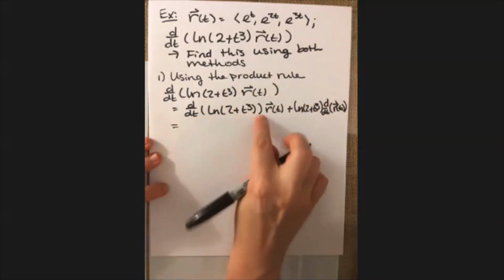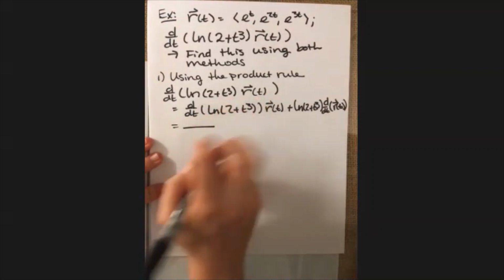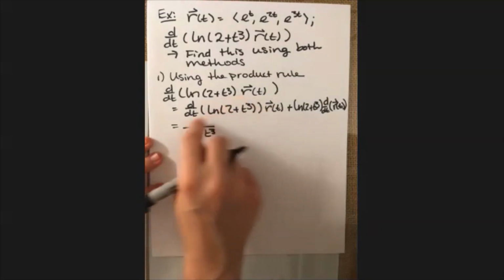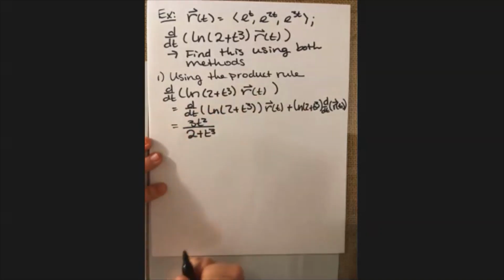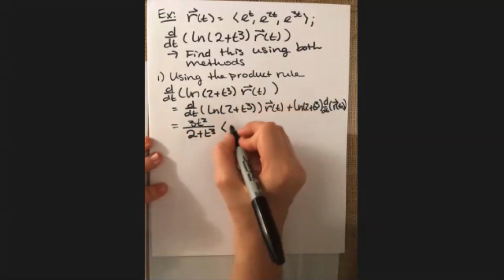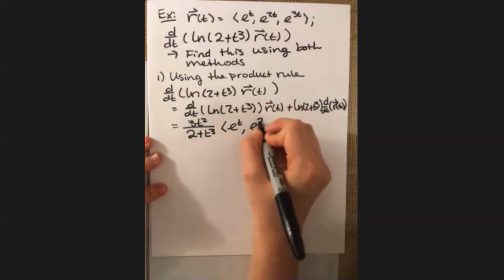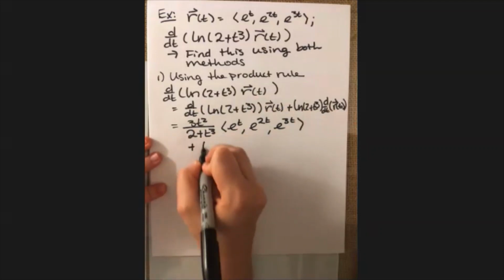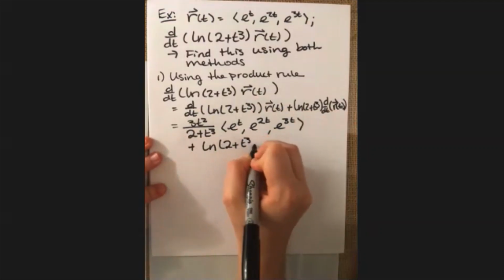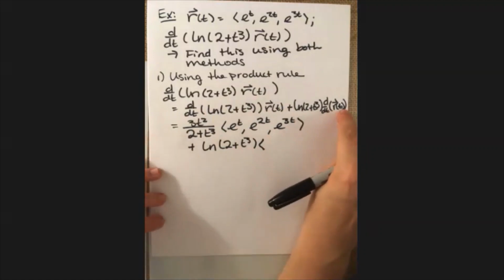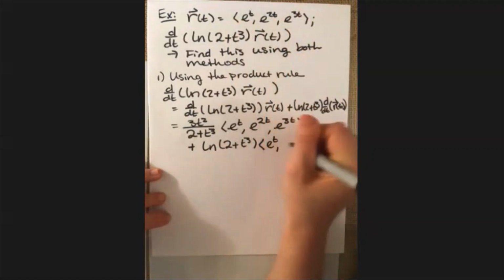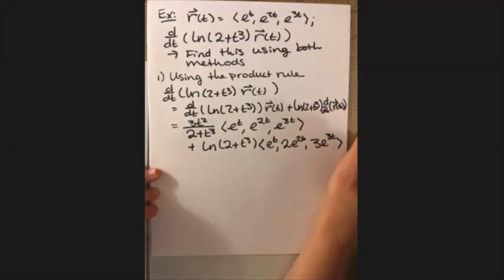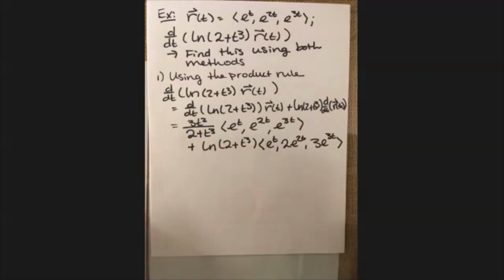So taking the derivative of this piece right here, natural log means that whatever's inside goes on the bottom. But then chain rule says that we have to put the derivative of this on top. So we get 3t squared, like so. And then this gets multiplied by r of t, which is e to the t, e to the 2t, and then e to the 3t. And then we add to it the natural log of 2 plus t cubed times the derivative of r of t, which is just going to be e to the t, 2e to the 2t, and then 3e to the 3t. So that's our first option for being able to do this.